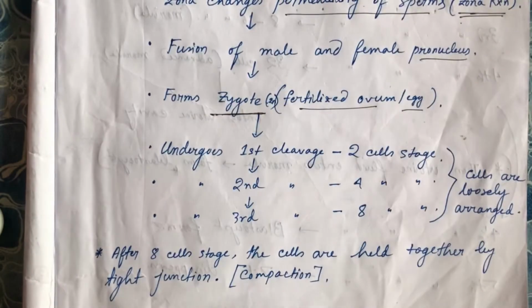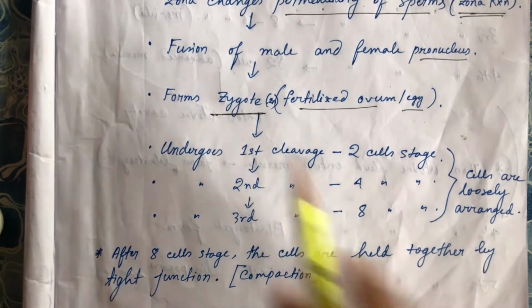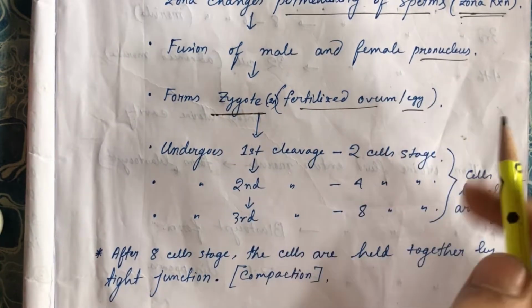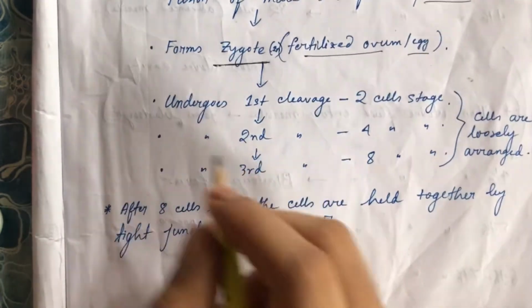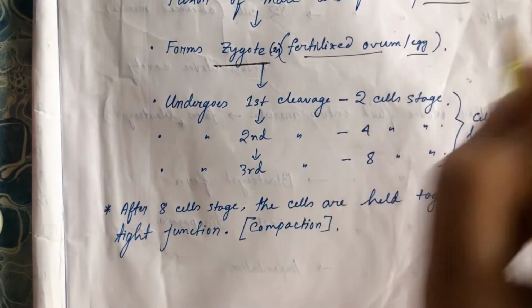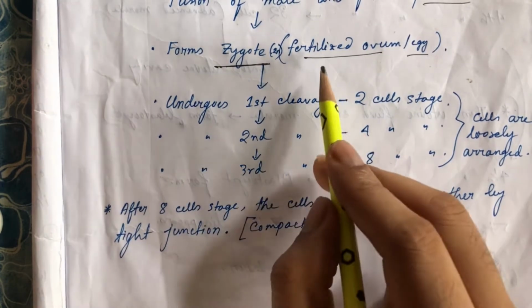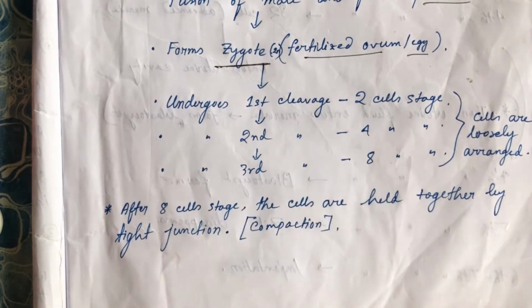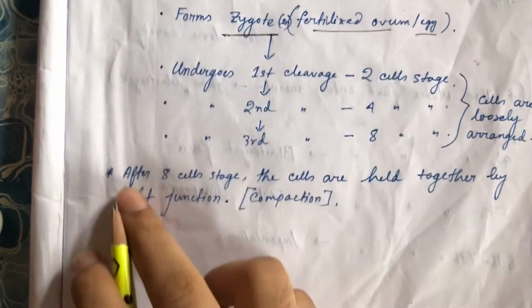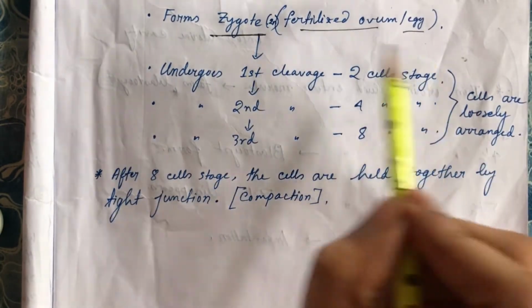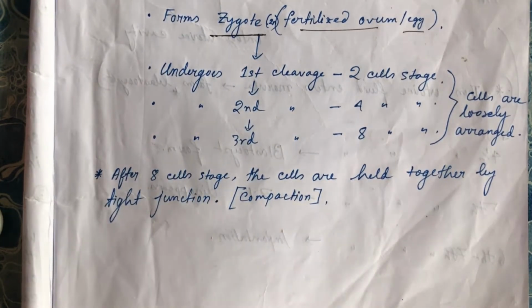After that, when the male gamete, that means the sperm, reaches the ovum cytoplasm, the egg and the sperm pronucleus fuse. So fusion of the male and the female pronucleus occurs. These two pronuclei fuse and form the zygote, which is diploid in chromosome number, or you can say the fertilized ovum or egg. This fertilized ovum, called the zygote, undergoes several changes.